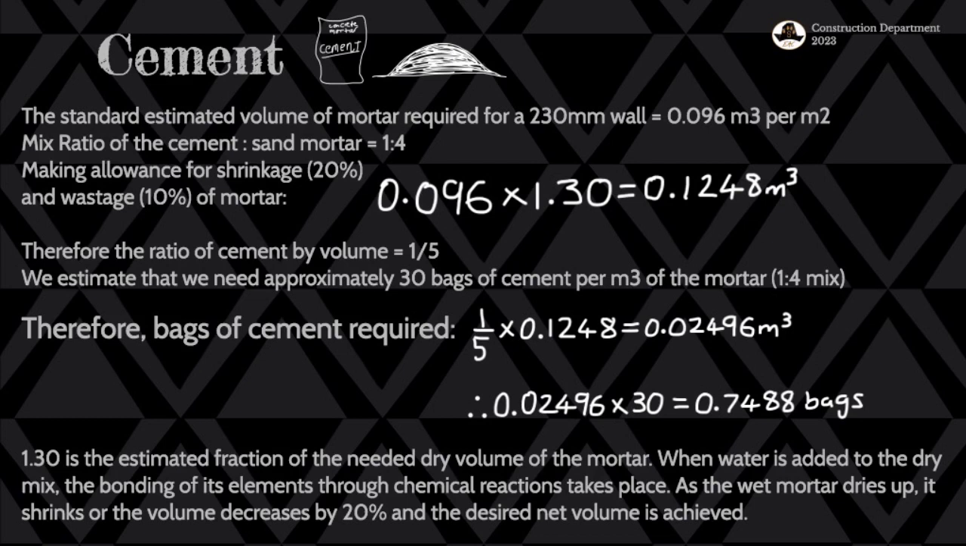and you have to also be up to date because prices change. And then the mix ratio of the cement to sand mortar is 1:4 for the mortar that we're going to be using here. And then making allowance for shrinkage, that's 20%, which is different from the previous video, where we were at 25%. And then for wastage, we're at 10% of mortar, which is different from the bricks.